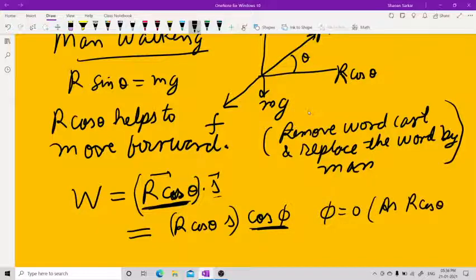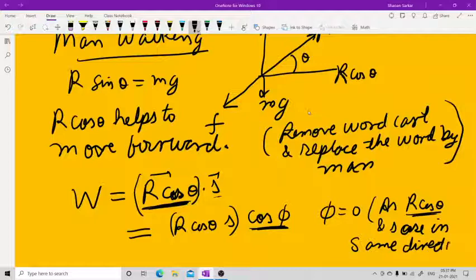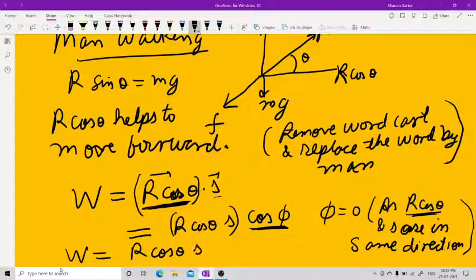See, I'm not writing R, I'm writing R cos theta. This is a force in the x-axis, R cos theta, and S is in the same direction. Now you will see that the work here is R cos theta S, and this is greater than zero. Here, while walking or in this movement, friction is doing positive work.